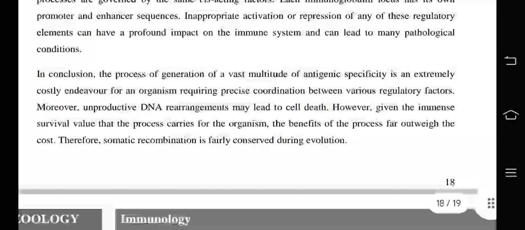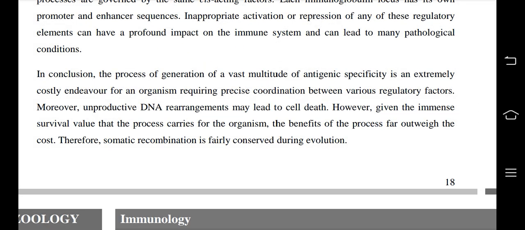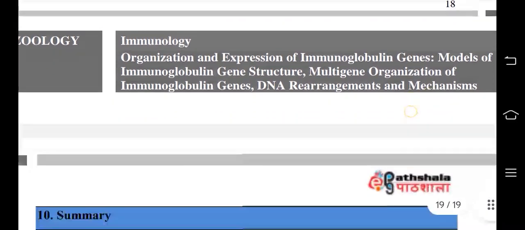In conclusion, the generation of a vast multitude of antigenic specificities is an extremely costly endeavor for an organism, requiring precise coordination between various regulatory factors. Moreover, unprotected DNA rearrangements may lead to cell death. However, given the immense survival value that the process carries for the organism, the benefits of the process far outweigh the cost. Therefore, somatic recombination is fairly conserved during evolution.